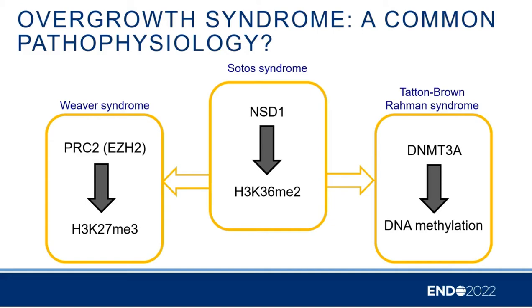Maybe it's all dependent on H3K36 methylation controlled by NSD1, which in turn affects the genome distribution of DNMT3A or H3K27 methylation. Now, how these changes in epigenetics lead to overgrowth and how that affects the growth plate is another question, and I hope one day I'll have an answer for that.